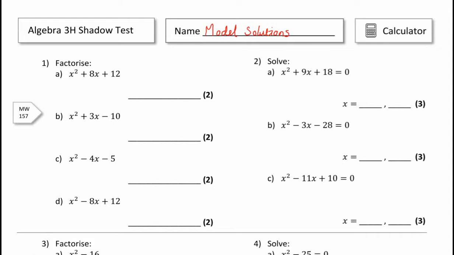Question 1, we've got to factorise some quadratic expressions. These are all going to make double brackets when factorised. The first thing I need to multiply together to get x squared is x and x. And then I figure out the numbers, because they have to multiply together to give me 12 and add together to give me 8. So thinking of numbers that will do that, we've got 2 and 6.